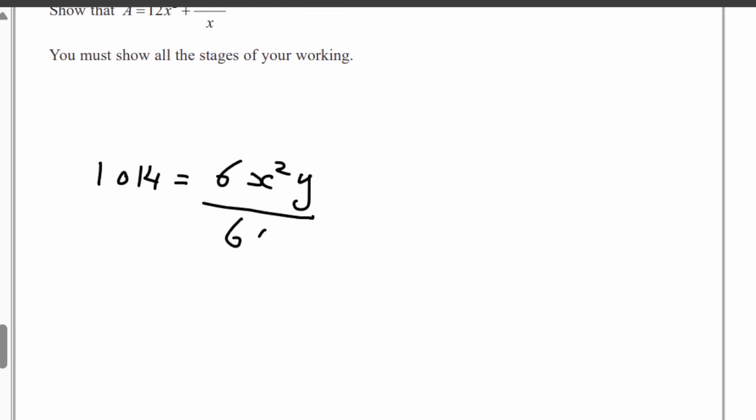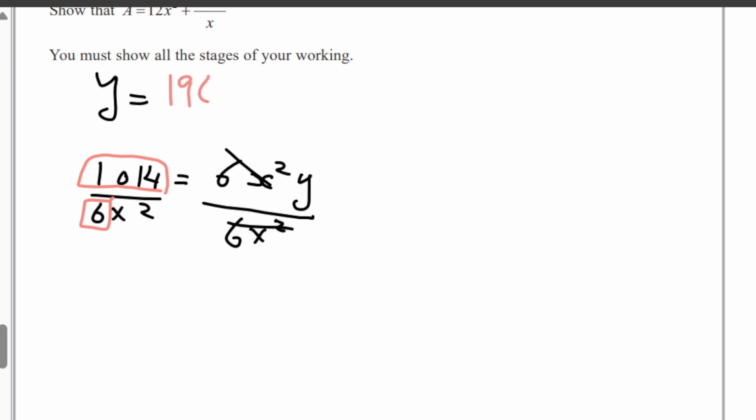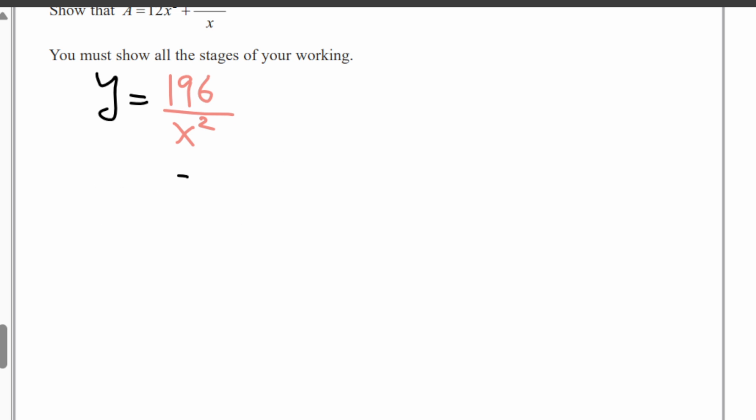I'll divide by 6x squared, divide by 6x squared, to cancel the 6x squared. So y equals 1014 divided by 6x squared. 1014 divided by 6 is equal to 169. And then the x squared stays down there. So we got y equals 169 divided by x squared. That's very good. Let's leave it like that.